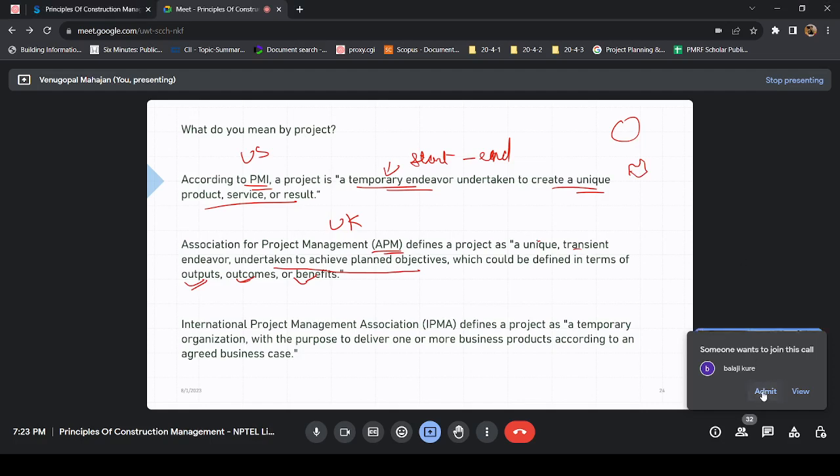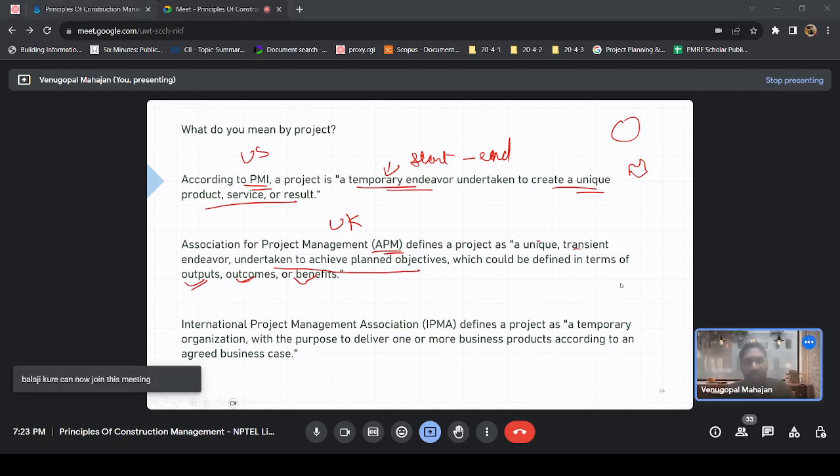Why? Because the second definition adds that you have to achieve planned objectives. If initially you planned that, okay, I will make the model of a vest, then if you achieve that, it is a project. But okay, now coming to another agency, IPMA. If UK does something, Europe doesn't stay behind. So this is a European agency.